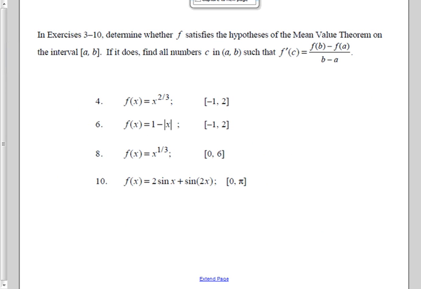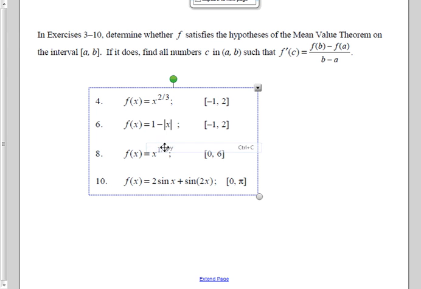Okay, so in exercises 3 to 10, determine whether f satisfies the hypotheses of the mean value theorem, and if it does, find all the numbers c in that interval from a to b that make this true. Okay, well, let's do these one at a time.